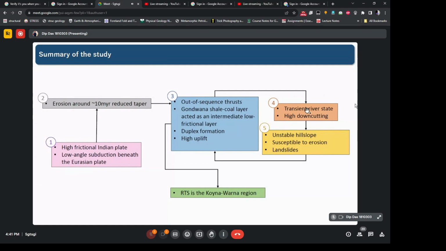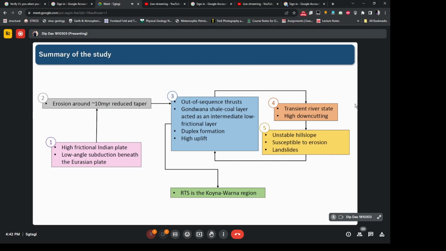So the rivers shifted from steady state to transient state, and high down cutting is also observed. Due to this high down cutting, unstable slopes generated, which are susceptible to erosion, and then it triggers landslides. So this interplay between the uplift and erosion is mainly responsible for the duplex formation as well as the current present day uplift near the Rangit window.